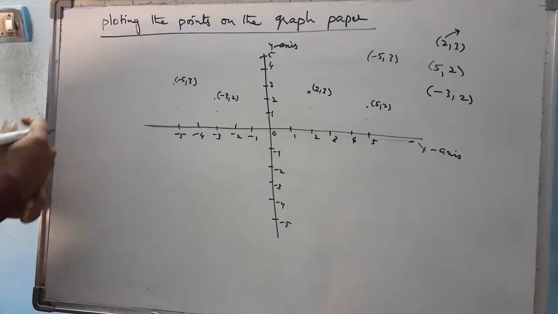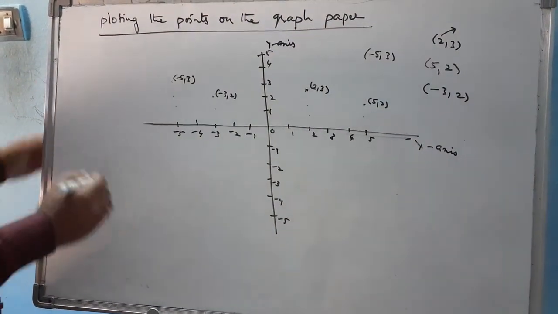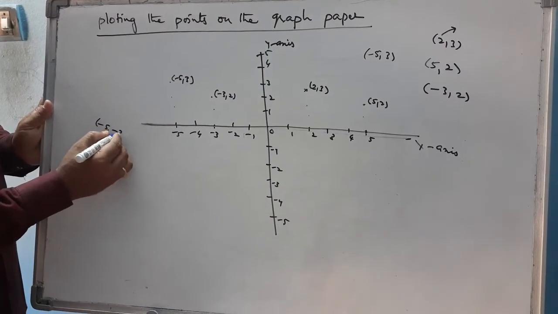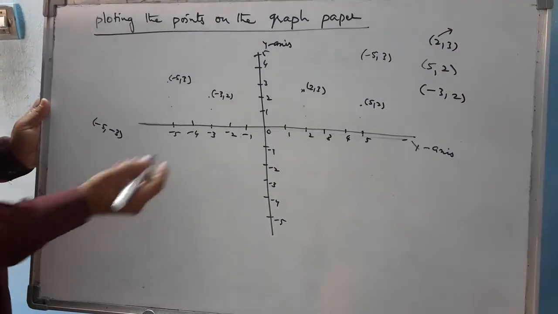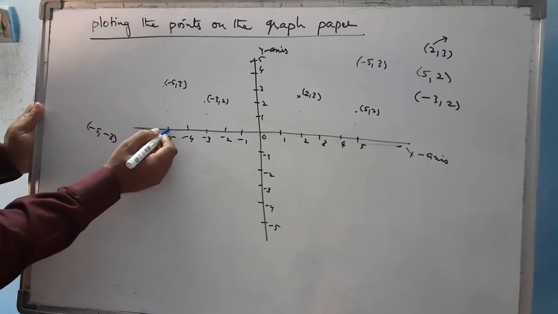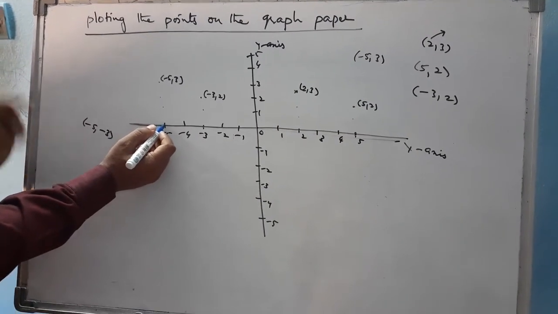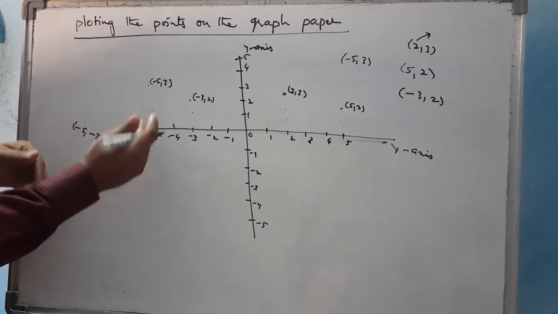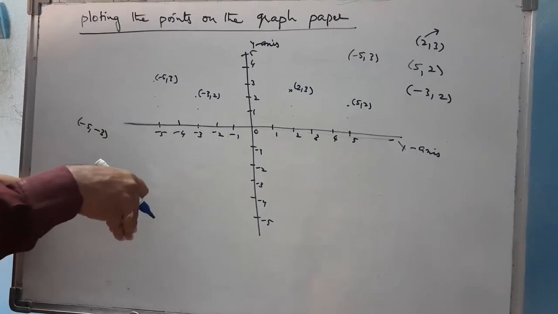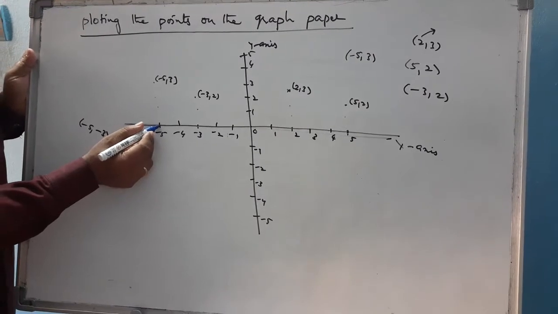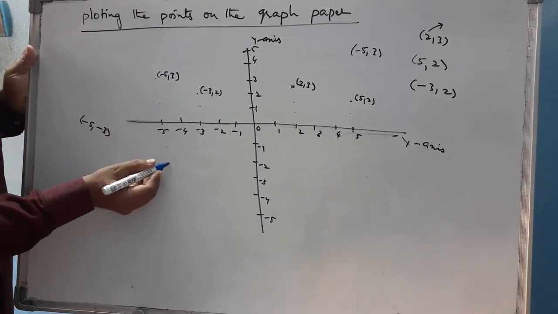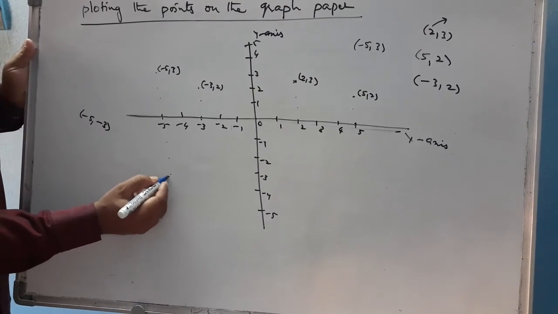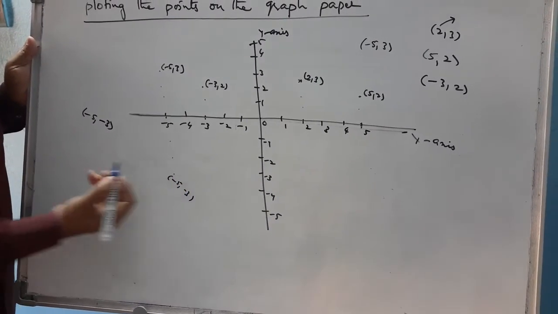Now I am taking another example. Now plotting the point (-5, -3). Here it is -5 on the x-axis, and the y coordinate is -3. So it is negative. Negative means we have to move downside. So downside we have to take 3 units: 1 unit, 2 units, and here it is 3 units. So it is known as (-5, -3).